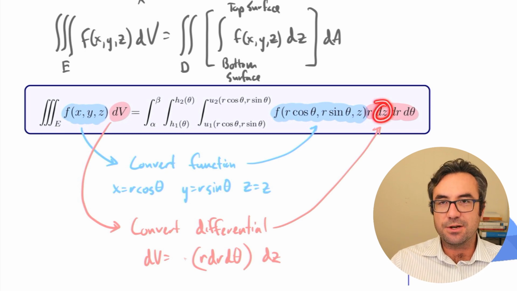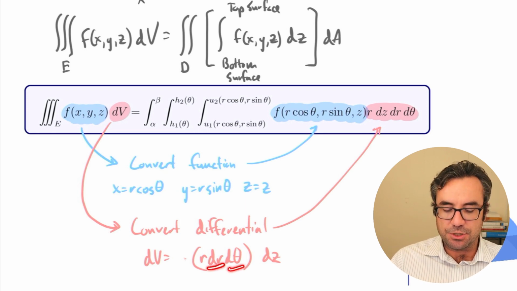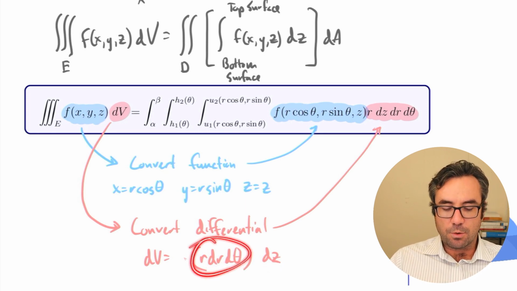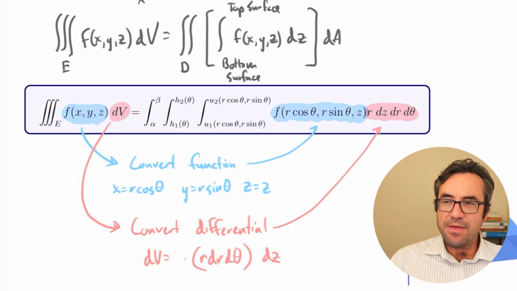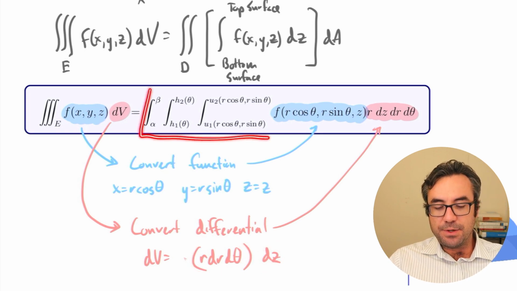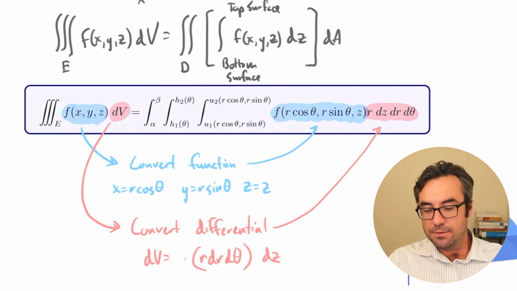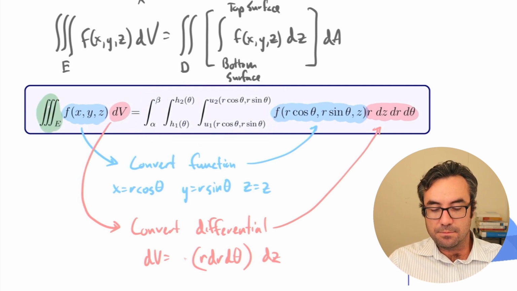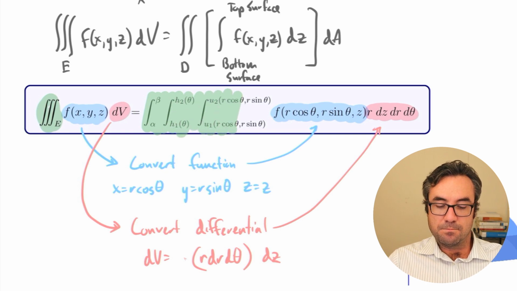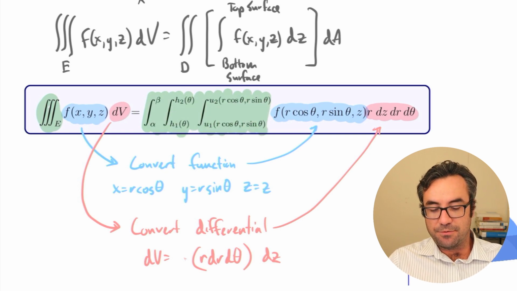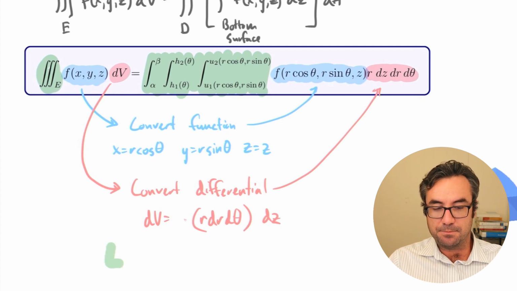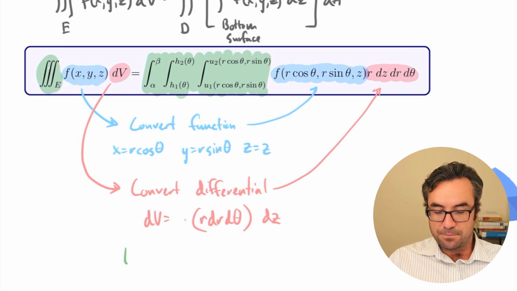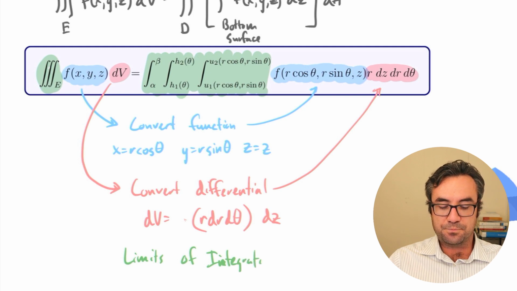And normally we do our z integration first, so that's the first differential that we write. But sometimes we might change the order around. So we have our regular polar coordinate and then dz. And then the last thing we do is we convert our limits of integration. So we don't want to forget about our limits of integration as well. So let's give this a try, see how this works.